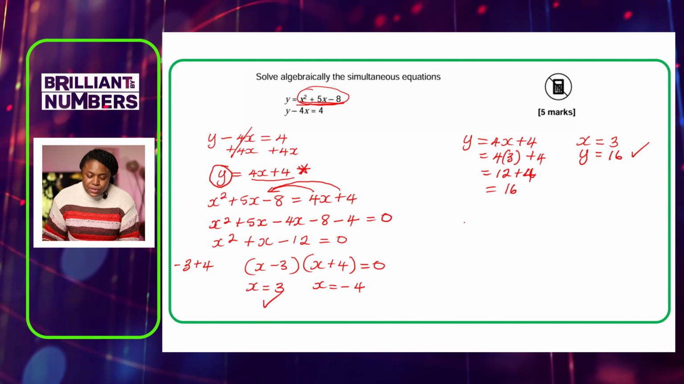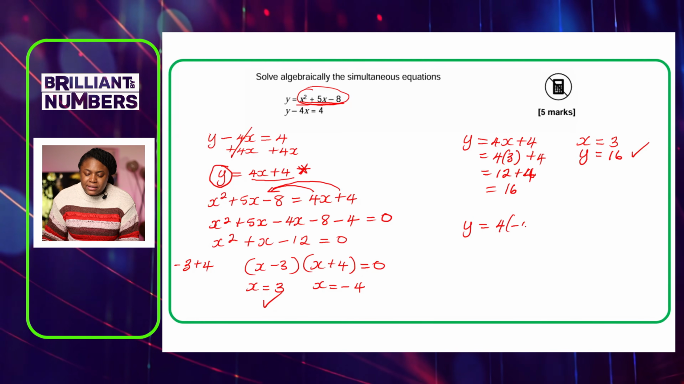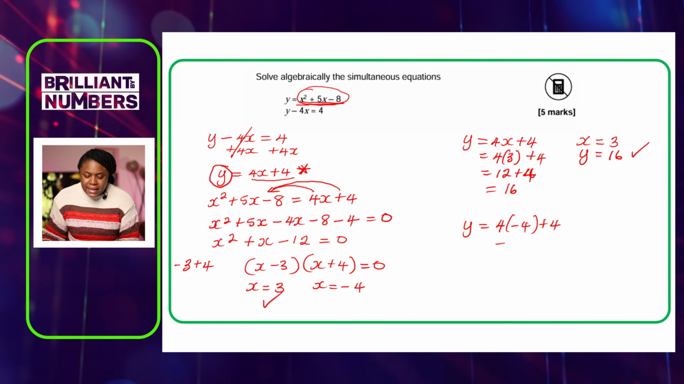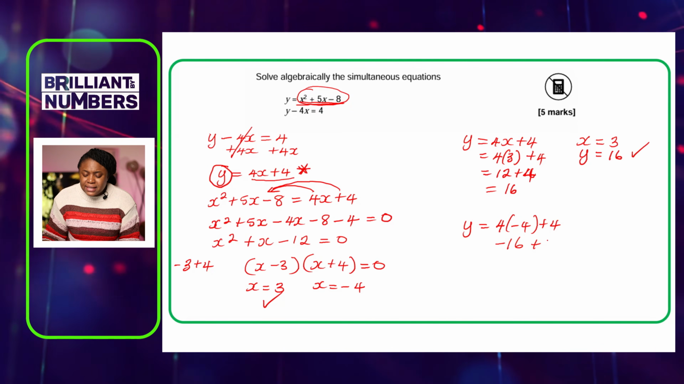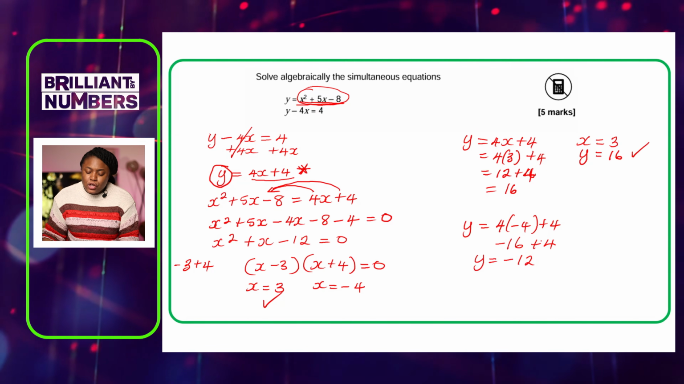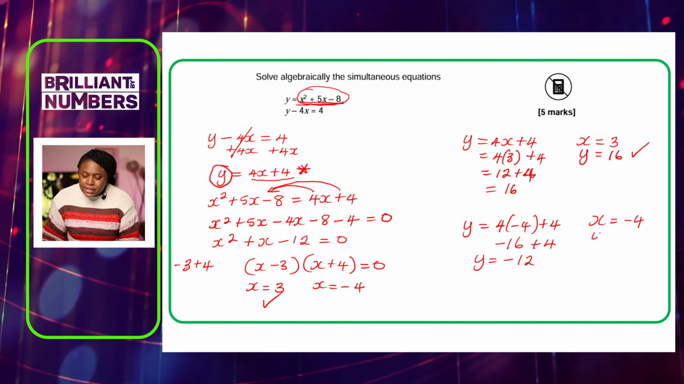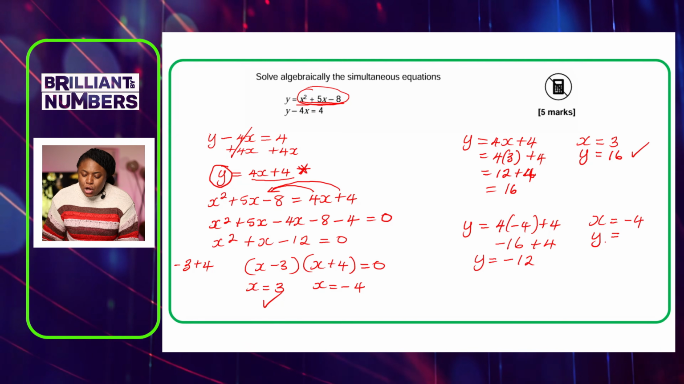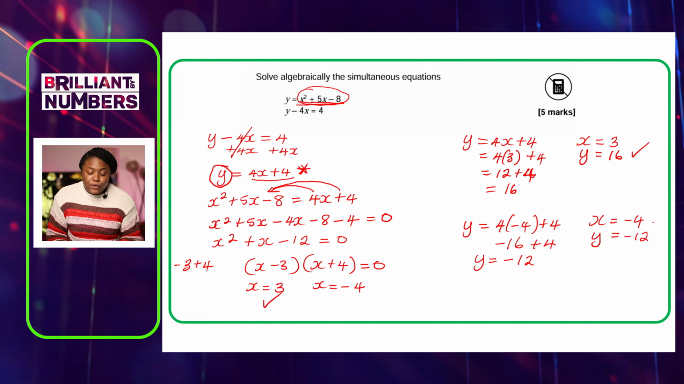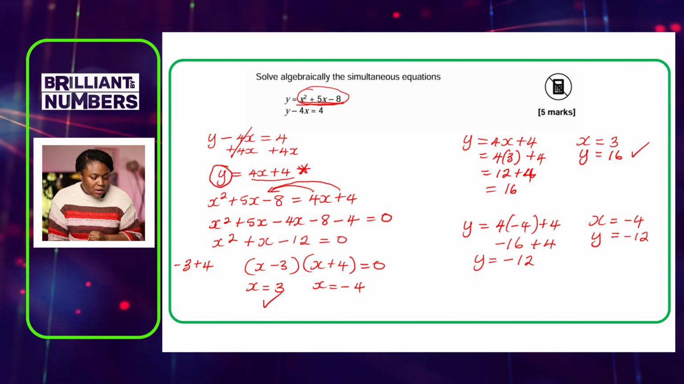Now I'm going to substitute x for minus 4 this time. So 4 times by minus 4 plus 4. 4 times minus 4 is minus 16. And minus 16 plus 4, so y will be equal to minus 12. So therefore, when x is equal to minus 4, the corresponding y value will now be minus 12. Beautiful. So remember, two solutions, two pairs of x, two pairs of y.